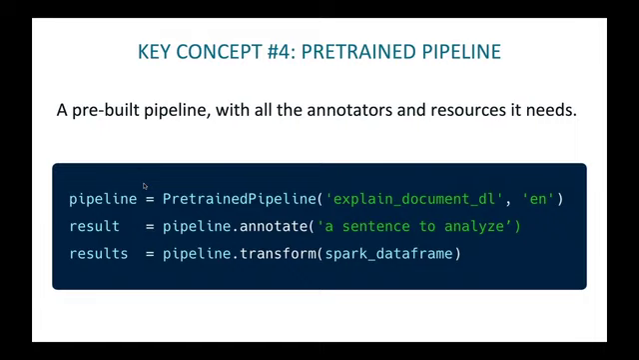A pre-trained pipeline has two important methods, which you can see here: annotate and transform. Annotate takes one string and processes that string. Transform takes a Spark data frame. So really the only difference between working on one string or working on a data frame that can be a petabyte big is just calling a different method. And of course, if you are working locally and using pandas, then you can just do toPandas and use the transform method to process your data frame that way.